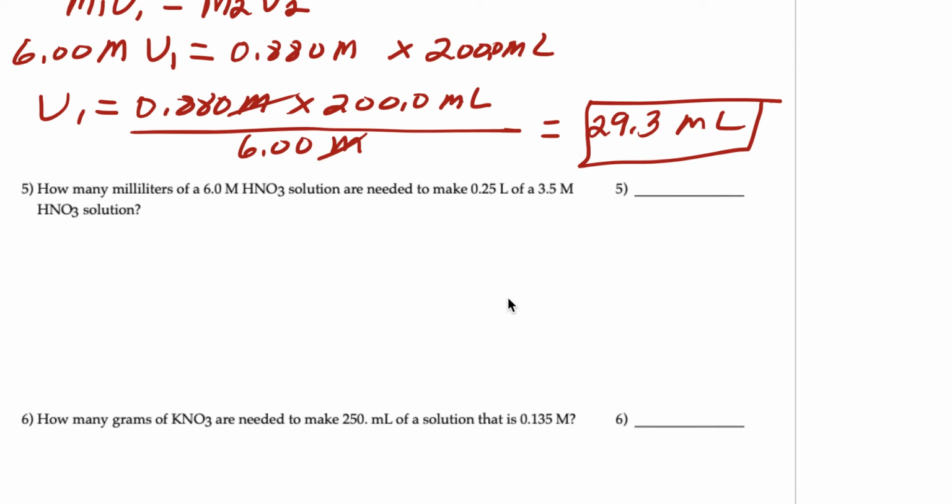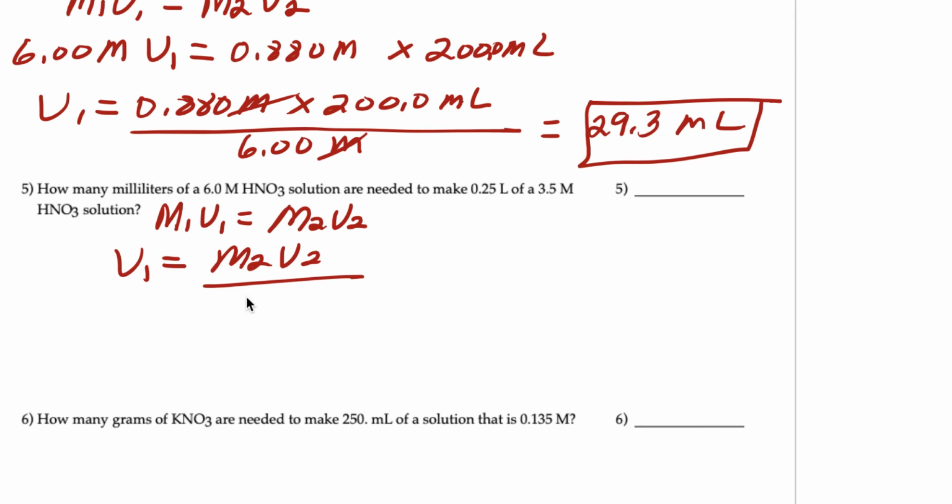Here they want to know how many milliliters of 6 molar nitric acid solution are needed to make 0.25 liters of a 3.5 molar solution. Again, this is M1V1 equals M2V2, and we're looking for V1. So V1 is M2V2 over M1.